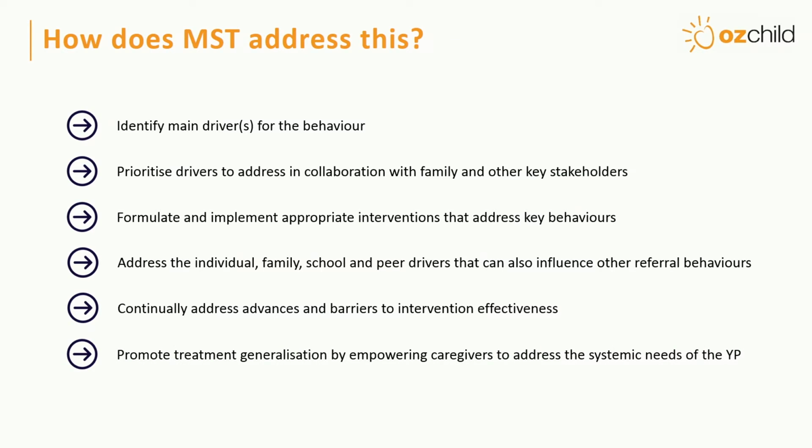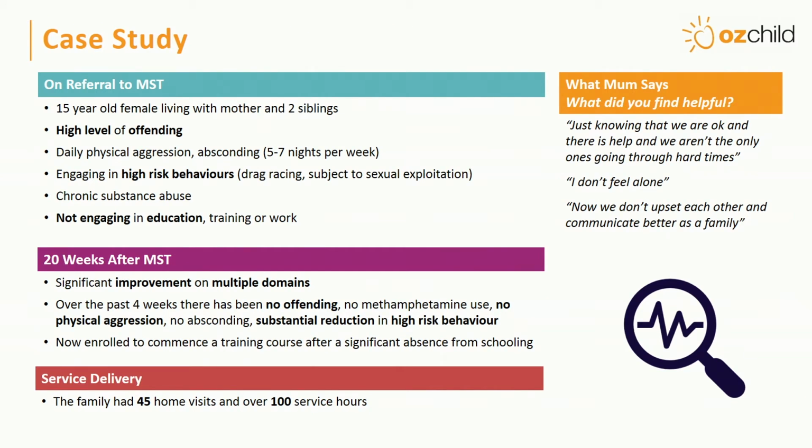I just wanted to share with you a case study of a family that we worked with who've completed treatment. This involved a 15-year-old young woman who was living at home with her mum and two siblings. She had a high level of offending. There was daily physical aggression, including damage to property, absconding most nights, engaging in quite a lot of high-risk behaviours, chronic substance use, mainly ice, and not engaging in any education, and hadn't for some time.